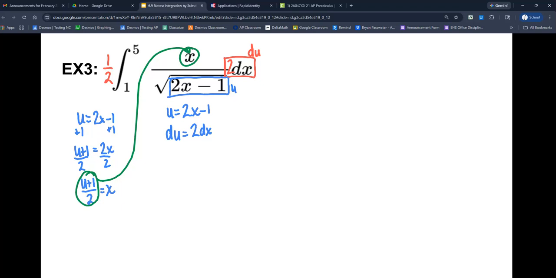Now this gets kind of ugly when we start replacing things. For now, let's ignore the limits. We're going to work with those here in a second, but let's ignore the limits. Let's just do the integral. In the top right here, I've got u plus 1 over 2. In the bottom, I have the square root of u. And then over here, I've got du. And I lost my 1/2 again, but it should be there.